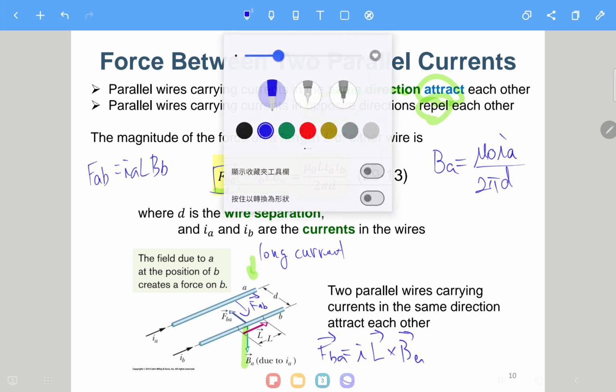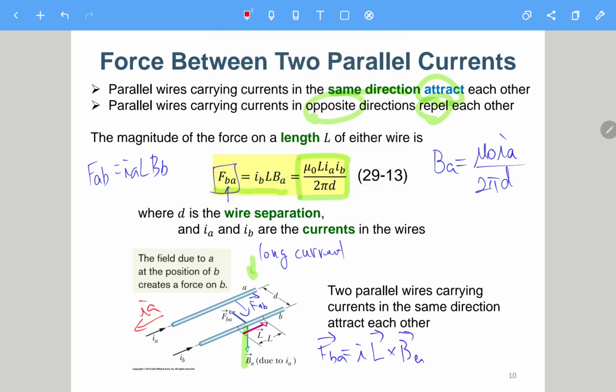If IA and IB are pointing in opposite directions, in this case you also use the right hand rule. Let me go to this side. You use your thumb pointing in the direction of IA, and then your forefinger will be pointing in that direction, which means that BA will be pointing upward. So here we have L cross B. FBA will point in this direction, and similarly FAB will point in the opposite direction. Which means that if IA and IB point in opposite directions, the wires will repel each other.